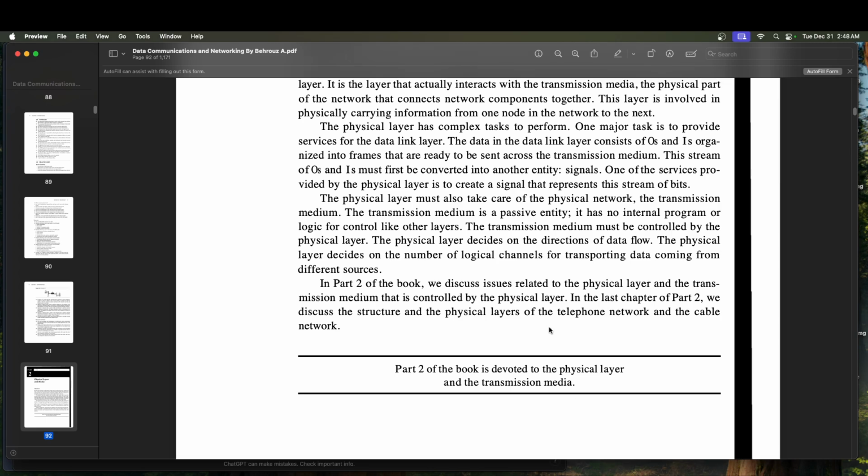We will continue with the physical layer next. That's all for today. Hope you guys were able to understand the TCP/IP model and OSI model, and we will be going in depth in each of these models.